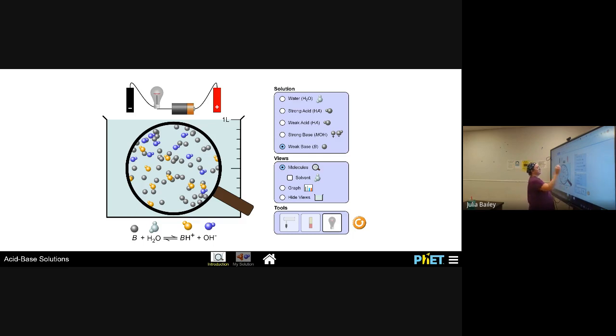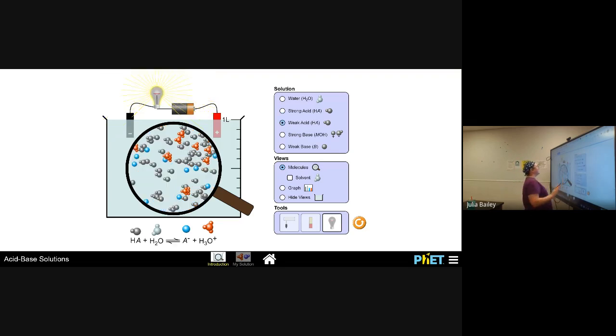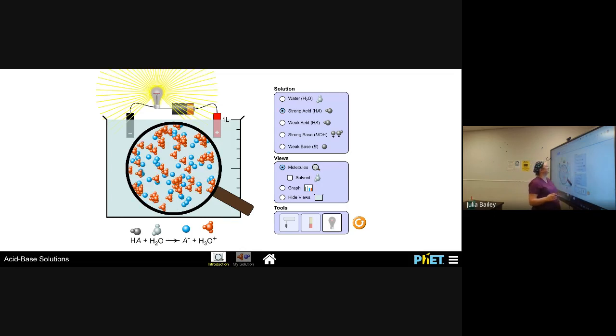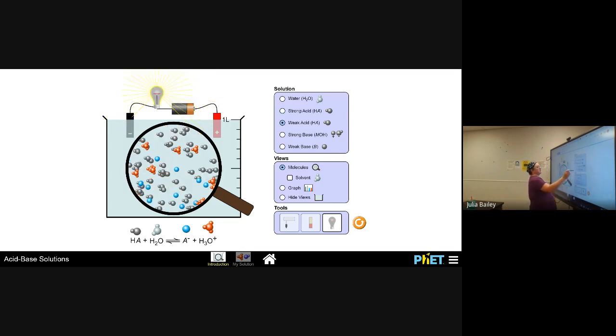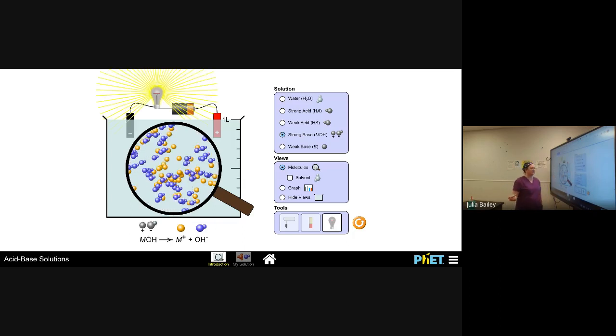So what we do find is that strong acids will conduct a lot of electricity because there's a lot of ions in there. And if you remember from Unit 11, when ions are dissolved in water, they can conduct electricity because that moving charge is what actually conducts the current. A weak acid can conduct electricity, but not as well. This is symbolized in this simulation by more light coming from the light bulb, because there's more electricity from a strong acid versus a weak acid. Weak base, similarly, less electricity. Strong base, more electricity.